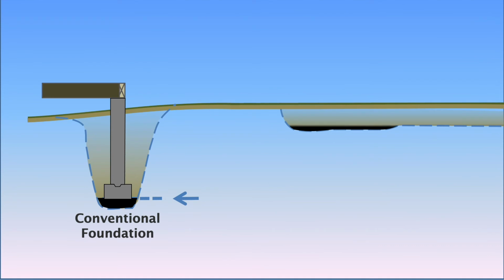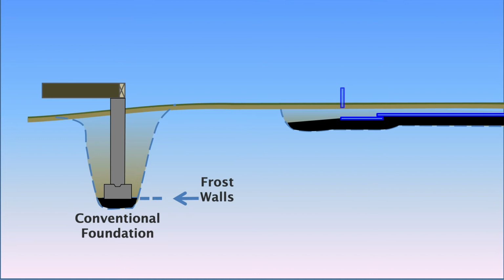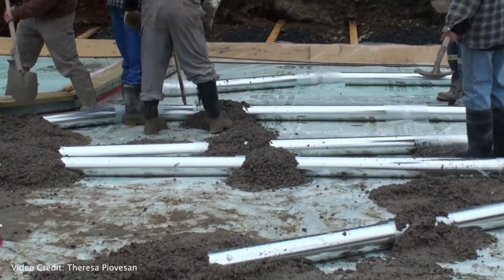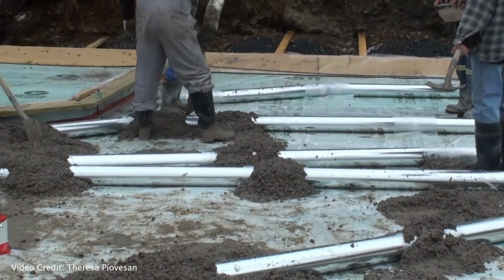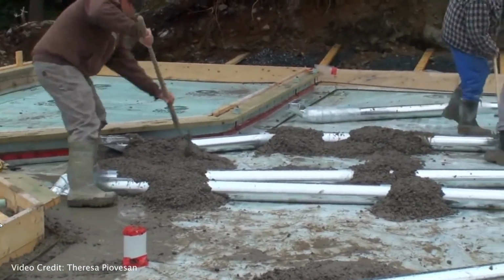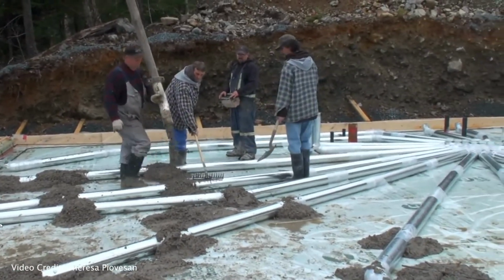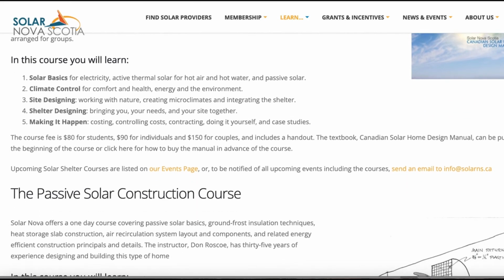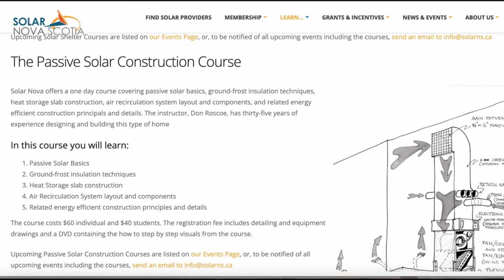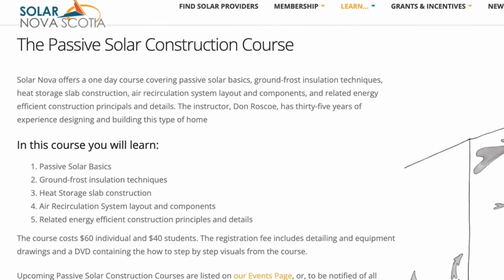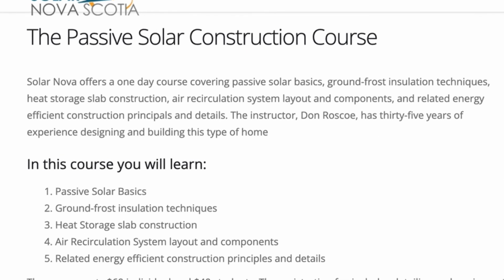We also learned how to use ground insulation techniques to replace frost walls. This simplifies construction and allows us to use that concrete to thicken the slab. All of this can be done at the same cost as a conventional foundation with the same amount of concrete, and be done in one pour instead of two. We have created the Passive Solar Construction course for designers and builders. It will take you through the design theory and the construction details and methods.